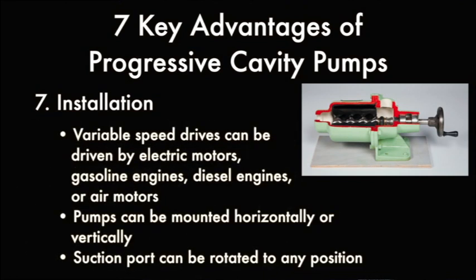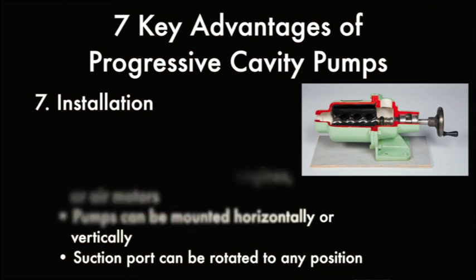If variable speed drives are needed, the units can be driven by either electric motors, gasoline engines, diesel engines, or air motors. Our pumps can be mounted horizontally or vertically, and the suction port can be rotated to any position for appropriate entry of the fluid.